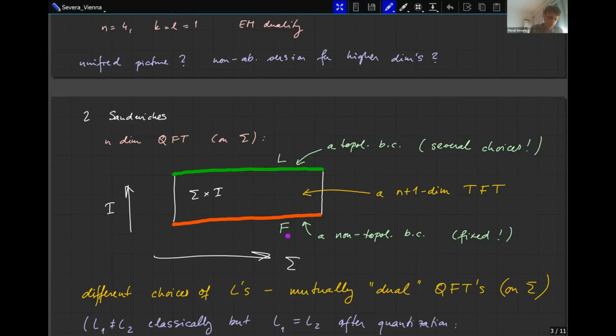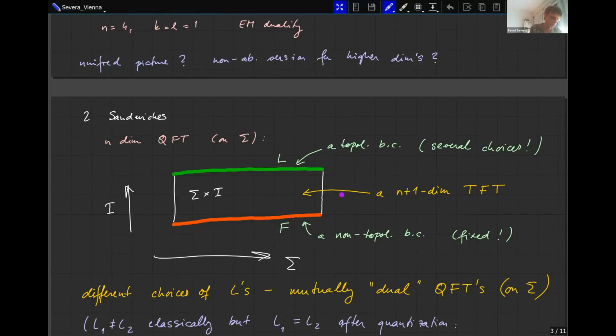And those two boundary conditions are going to be different in nature. One of them is going to be non-topological, or dynamical, so it will have some local degrees of freedom. So things are really happening here. This is like a boundary field theory. And on the other boundary component, on Sigma times 1, we choose a topological boundary condition, something that has no local degrees of freedom. Now this picture altogether lives on Sigma, so we can see it as a quantum field theory on Sigma.